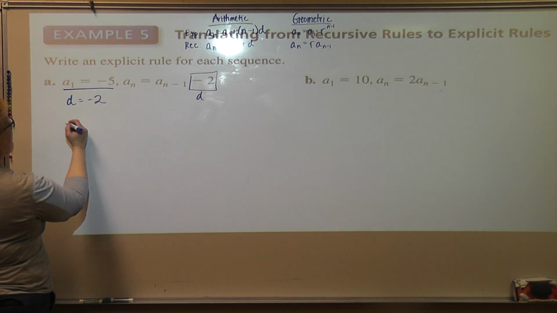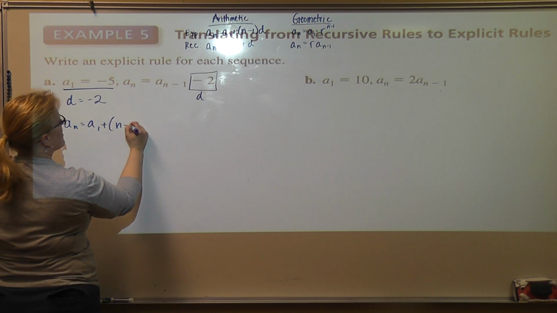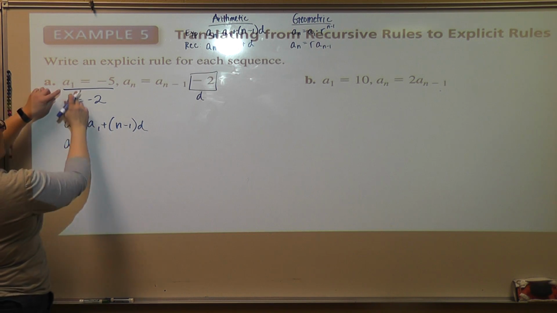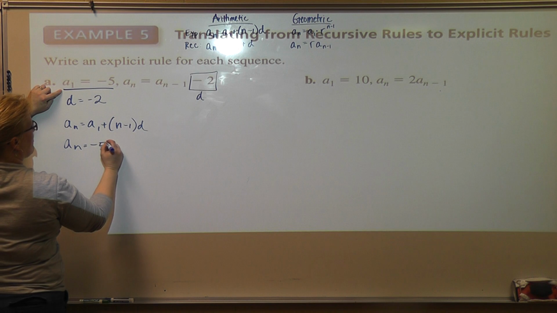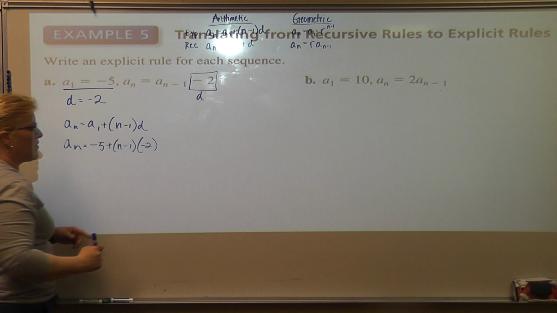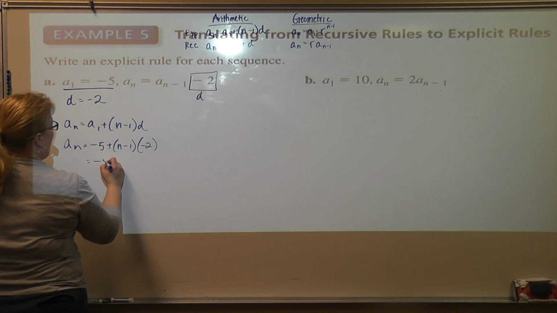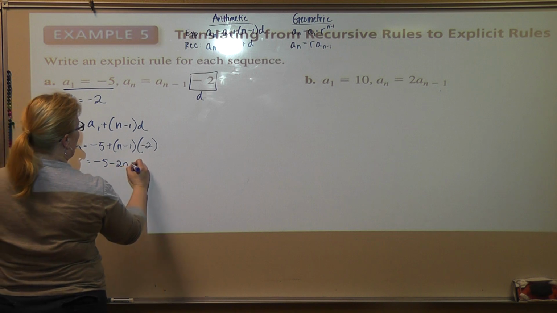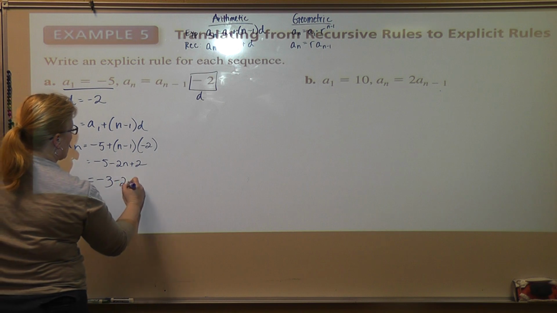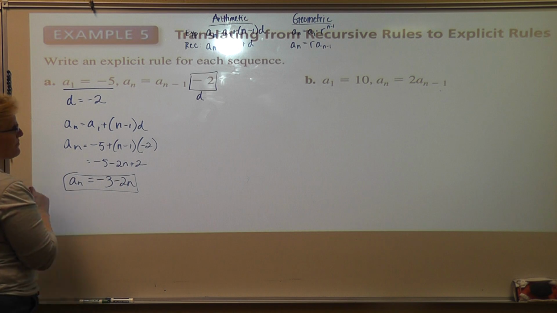So now I can write it. I've got a sub n equals a sub 1 plus n minus 1 D. That's my formula. A sub n equals -5 plus n minus 1 times -2. And now I just distribute and combine like terms. So -5 minus 2n plus 2. So my answer is -3 minus 2n. And that's all we need for that one.